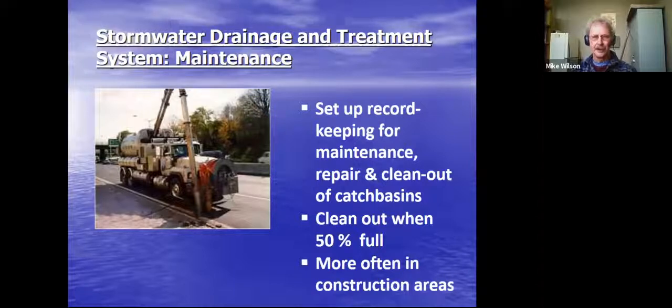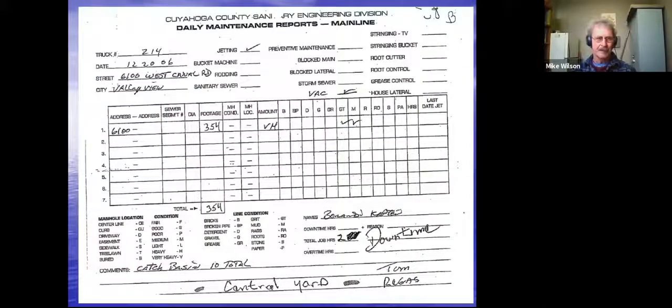So for your drainage and treatment system areas in terms of maintenance, we want to set up a record-keeping system that records all maintenance, repair, and clean out of catch basins. They should all be cleaned out when they're 50% full. And of course, inspected and cleaned more often in construction areas. And this is just an example of one of the types of forms that can be utilized to track that maintenance and repair.